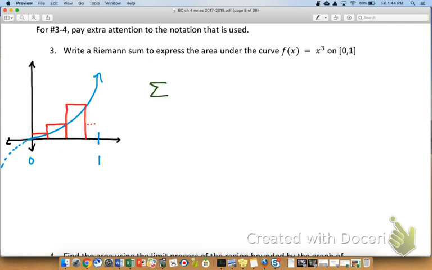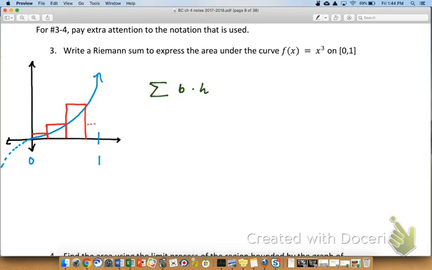And what is the area formula for a rectangle? Base times height, length times width. Let's not overcomplicate this. I'm going to go with base times height, but length times width would be just as good. So we're basically going to be doing some sigmas with base times heights.